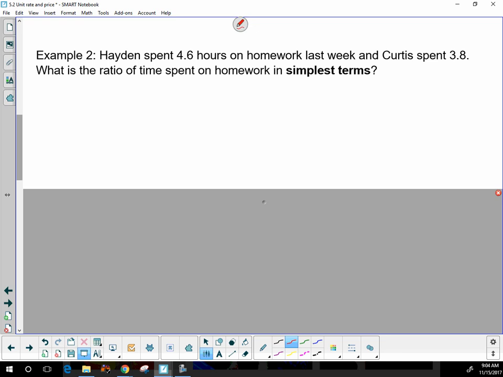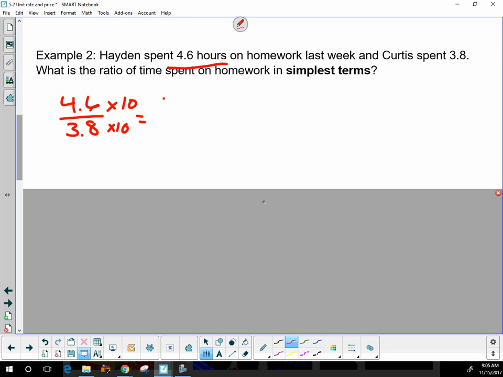So Hayden came first. 4.6 to 3.8. Bump that decimal. And if you feel you can do it, pause the video, solve it now. Okay, let's check your work if you've done this.